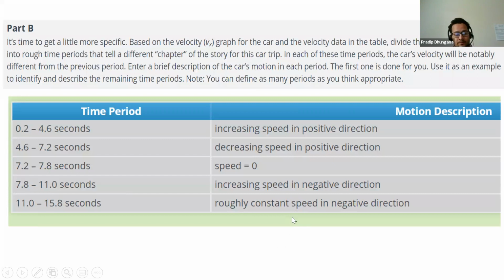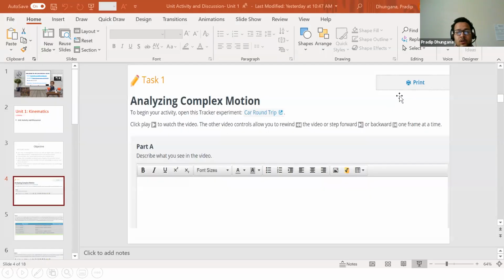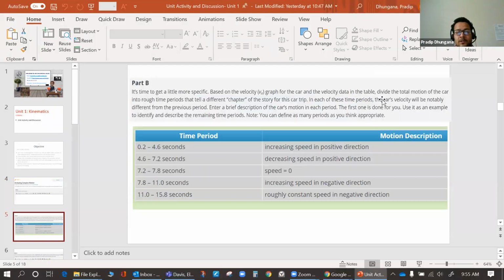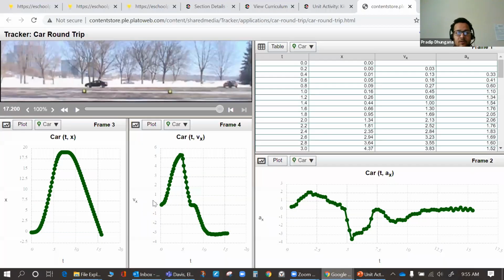Now let me go to the graph again and explain how you can split the motion graph in different sections. So let me go back. You can see here in the beginning, the car is at rest and then its velocity, or you can think of it as speed, increases. And then again its speed decreases from around 5 point something to nearly 0. And then here the velocity becomes 0. And then velocity increases in a negative direction, to around -3, and then finally it becomes constant.